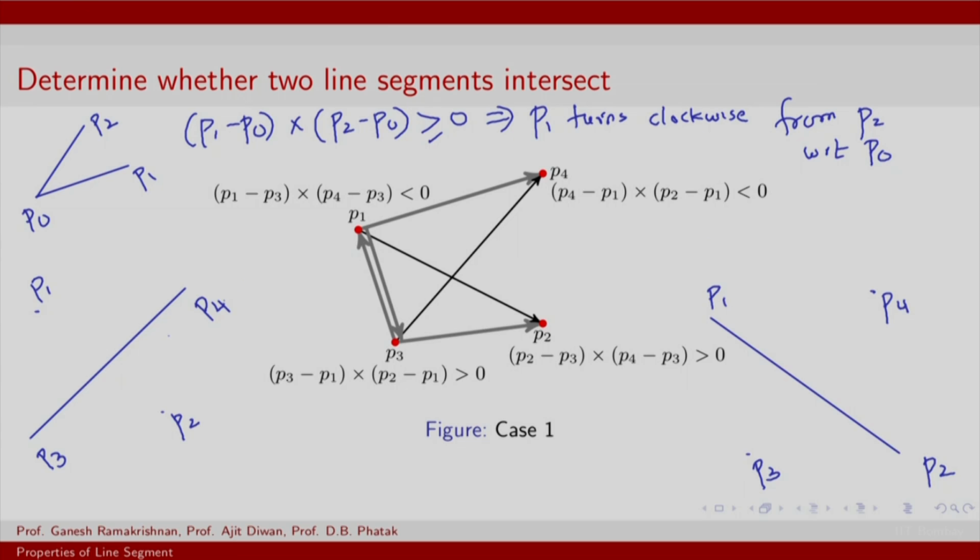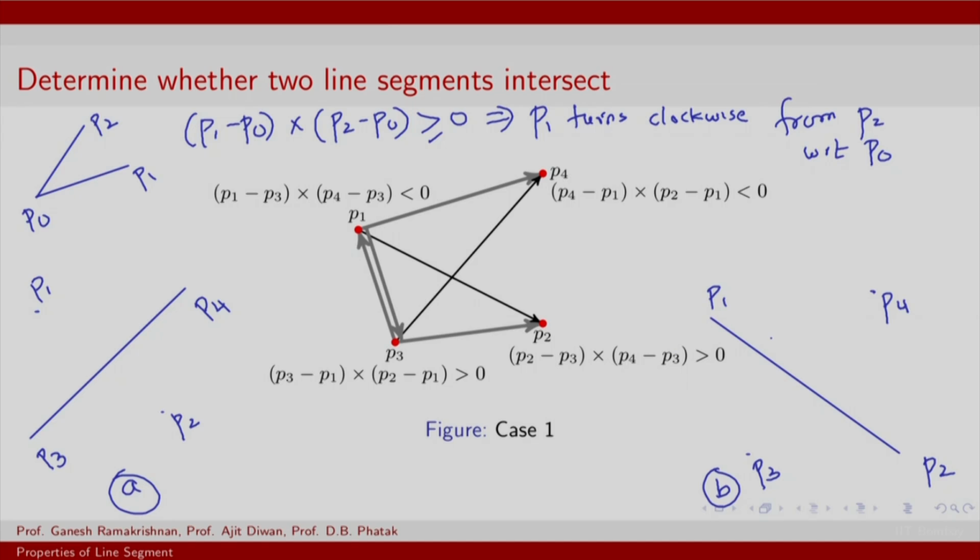So you can convince yourself that if both occur, that is P1 and P2 are on opposite sides of the line P3, P4, and P3 and P4 are on opposite sides of the line P1 and P2, then indeed the line segments P1, P2 and P3, P4 intersect. There are of course some corner cases that we need to handle. What is the point of intersection? What if the points actually meet at one of P1, P2, P3 or P4? But keeping that aside for the time being, we will answer this question by looking at angles.